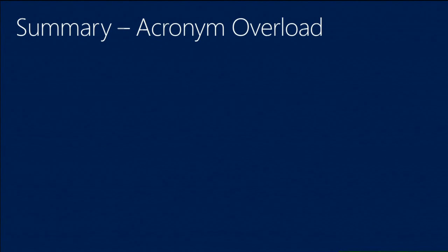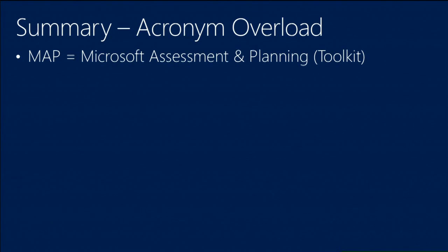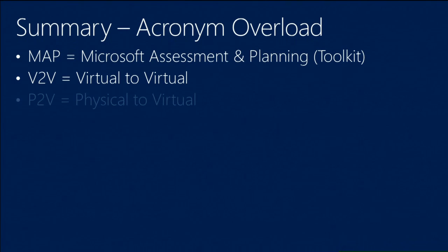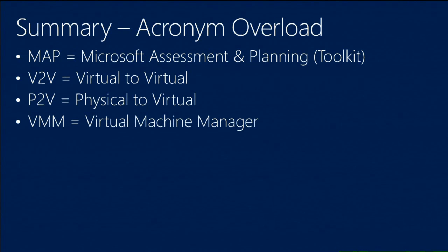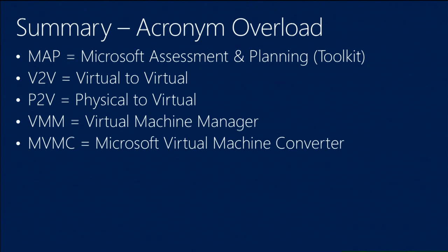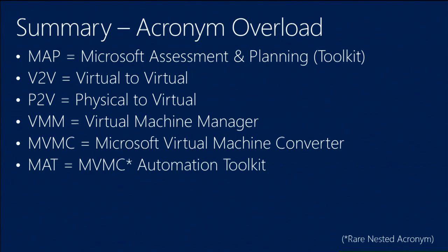So if we wrap up with some key information, we overloaded you today with acronyms. That's an omission we're willing to make. We had MAP, the planning toolkit, to help you assess. We had V2V and P2V, which VMM performed for us. We had Virtual Machine Manager itself, VMM. We had the MVMC, the Microsoft Virtual Machine Converter. And we had the MAT, which is the MVMC Automation Toolkit. So all of those different components could be used to help you migrate across.